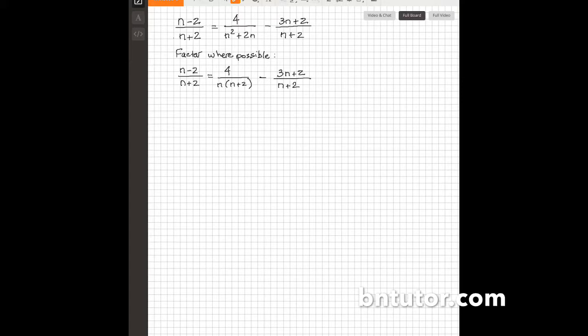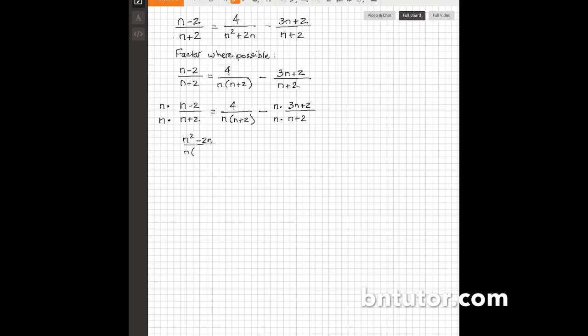Now we'll take a look at each one of these three fractions and ask, what's missing in the denominator? For the first fraction, we need to include an n in the denominator, which means we also need to multiply in the numerator to keep that fraction in balance. Likewise, the third fraction is missing an n in the denominator, so we'll multiply top and bottom by n as well. We'll distribute these terms so that in the first fraction we have n squared minus 2n in the numerator, and in the third fraction we get 3n squared plus 2n.